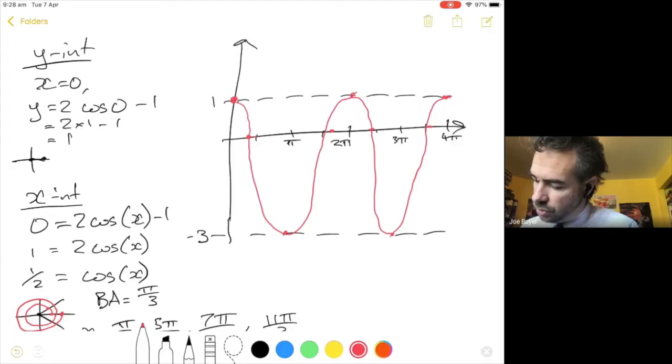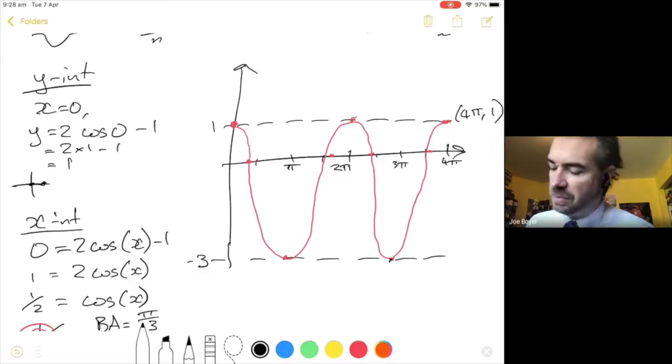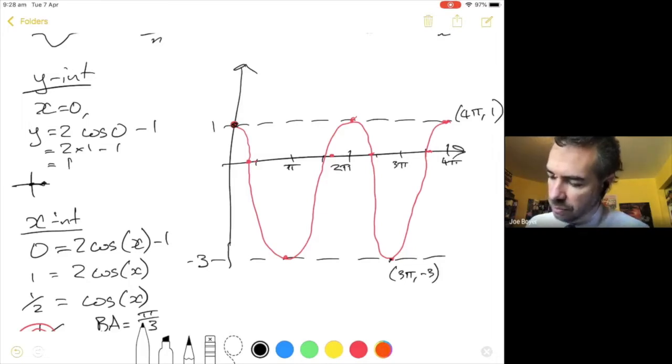And then we like to make sure that we have labeled our endpoint. So in this case, 4 pi, comma 1. We also like to label any, you don't have to label every maximum and minimum when there's lots of them, but you should label at least one. So in this case, I'm going to label that minimum as well, 3 pi, comma, -3. And we do like to label all our x-intercepts. Let's label that endpoint there, which is 0, 1.